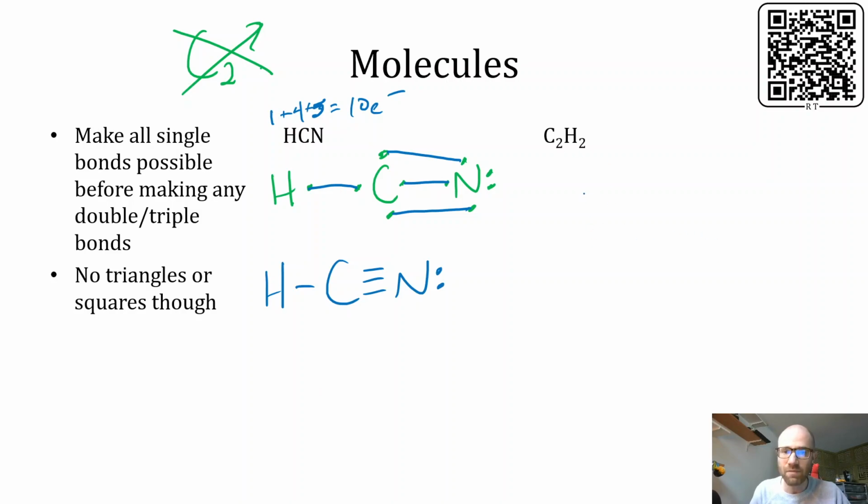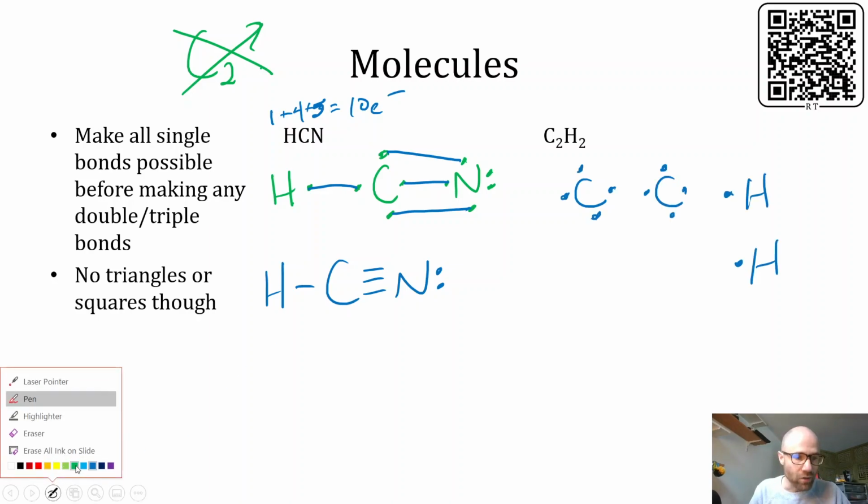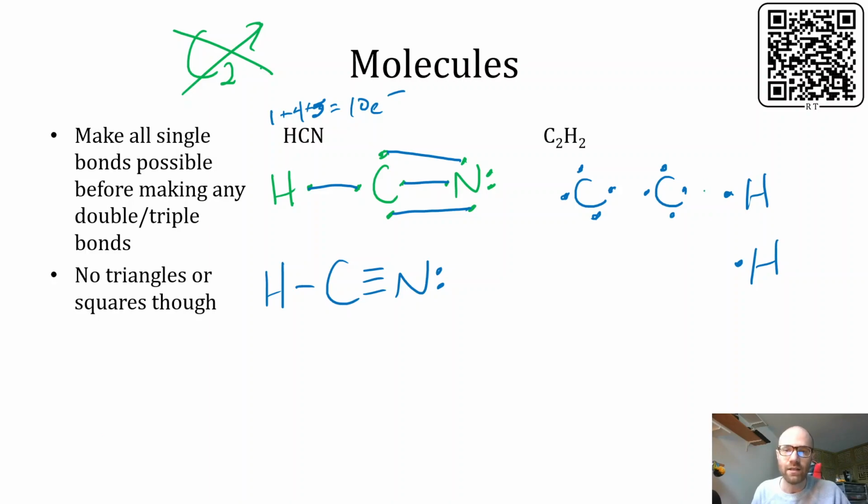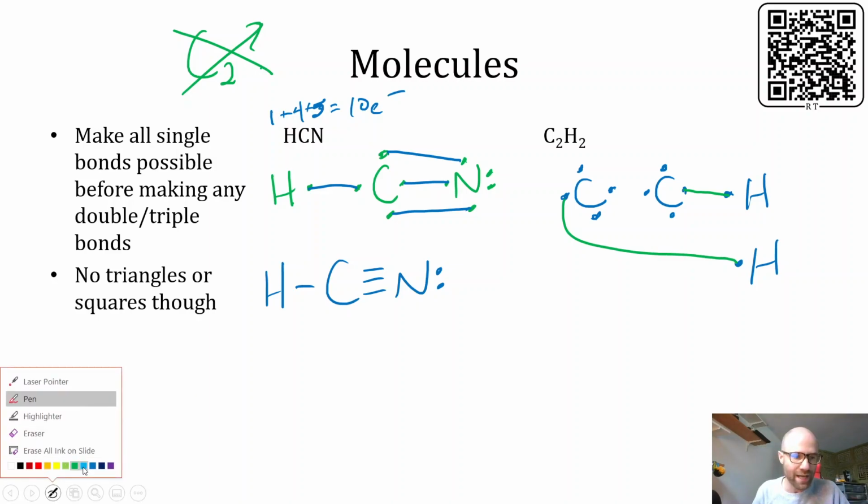Again, we'll do the same thing here for C2H2. Remember, our general rule is to make single bonds before making any higher order multiple bonds. So I think it would be a good idea probably to connect both the hydrogens to the 2 separate carbons. If we connected both, well, you know what? Let me try and see what happens.